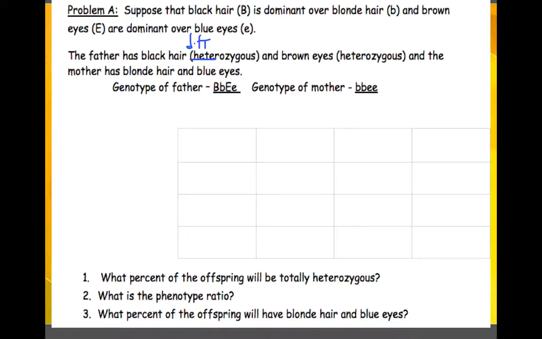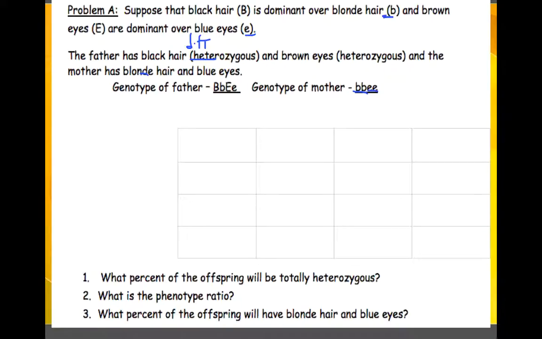And then the mother has blonde hair. Well, we know that that is recessive, so that can only be two little b's. And blue eyes, which are also recessive, so those are two little b's, two little e's.